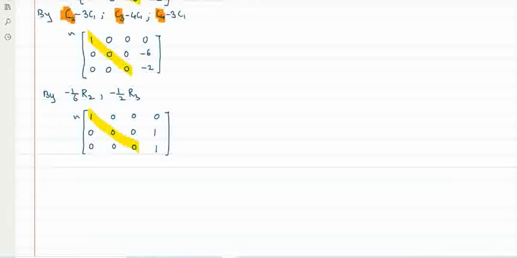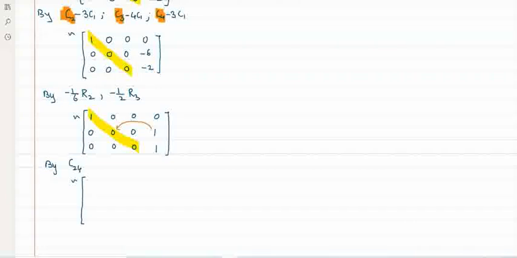Changing columns. Yeah, I will try to shift this 1 to the A22 position. For that, what do you have to do? By interchanging column numbers, tell me. By interchanging second and fourth column, correct? Interchange second and fourth column, you will get a new matrix.